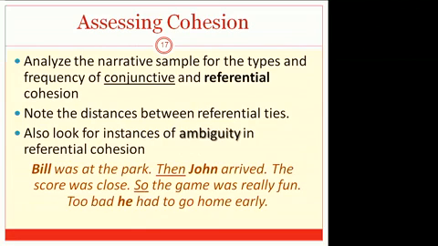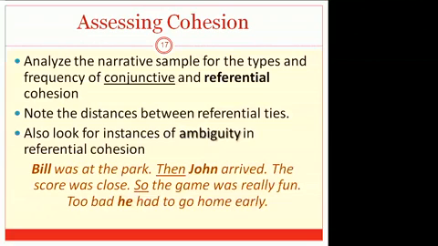In addition to noting the use, frequency, and distance of conjunctive and referential cohesion, we will also be analyzing narratives for instances of ambiguity when referential cohesion is attempted. Take this brief narrative, for instance. Bill was at the park, then John arrived. The score was close, so the game was really fun. Too bad he had to go home early.